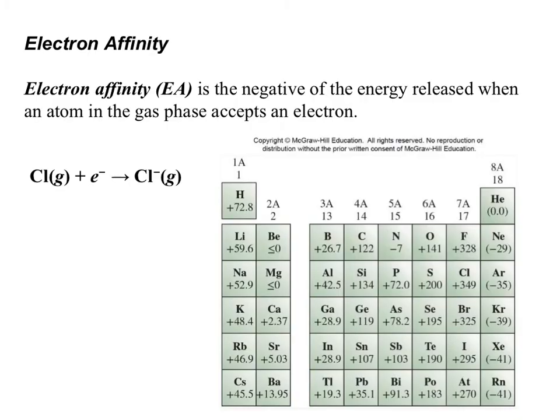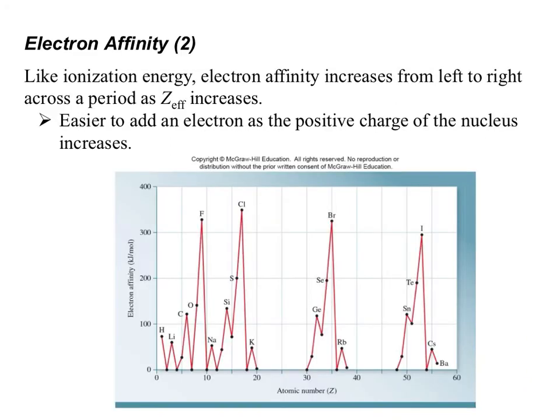Electron affinity. Electron affinity, EA, is the negative of the energy released when an atom in the gas phase accepts an electron. So for example, chlorine gas accepting an electron to become a Cl- ion. Please have a look at the main group elements and the electron affinities right here. Like ionization energy, electron affinity increases from left to right across a period as the effective nuclear charge increases. It's easier to add an electron as the positive charge of the nucleus increases.